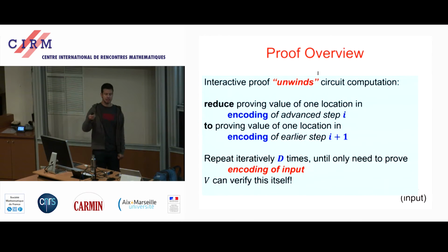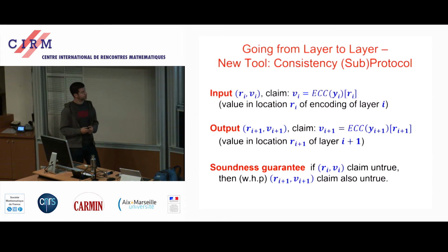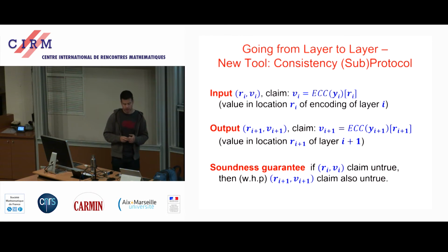We're going to do this d times, unwind the computation layer by layer, and in the end, all we need to do is prove a claim about the encoding of the input. The input the verifier has, and it can compute coordinates in the encoding in linear or quasi-linear time by itself, and verify this final claim about the input. So that's the structure of the protocol, of the interactive proof.